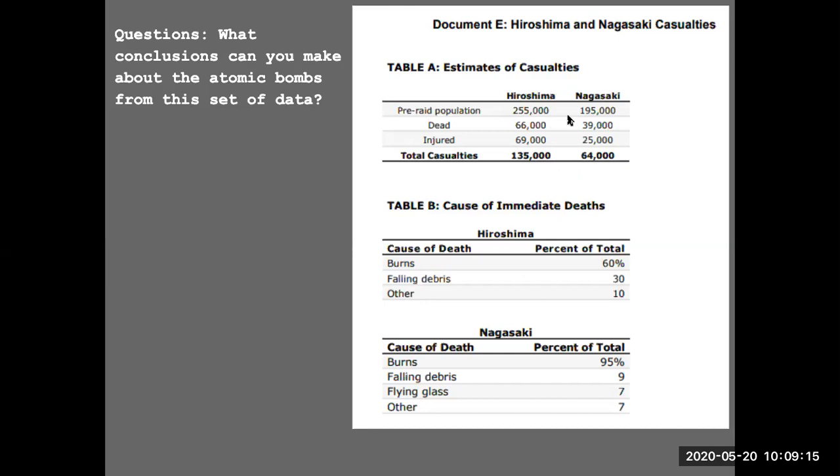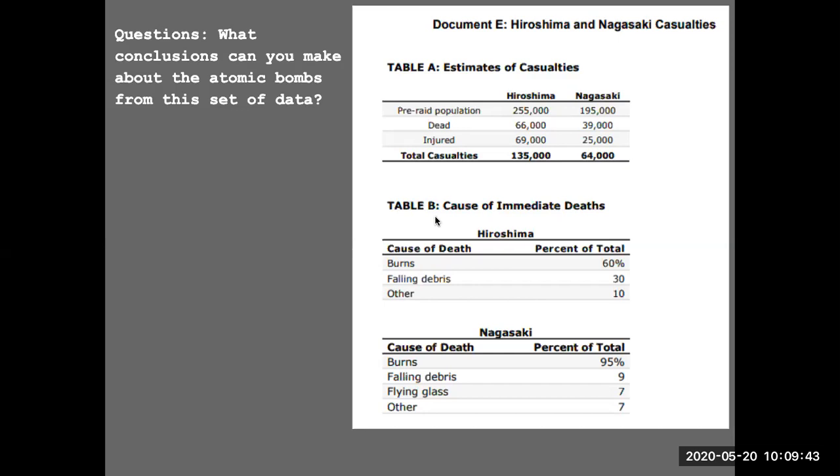In Nagasaki, 195,000 people prior to the bombs being dropped. 39,000 people instantly died, and then 25,000 people were injured, for a total of 65,000 people. So not quite 50%, but still a pretty high number.